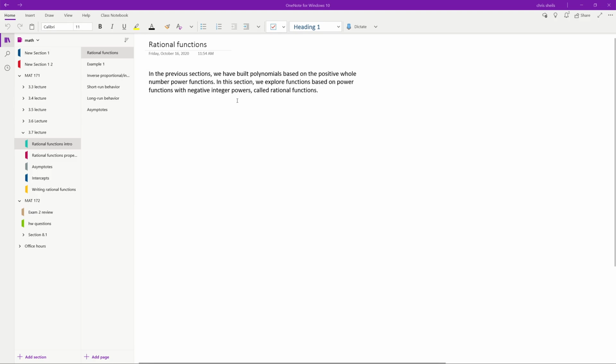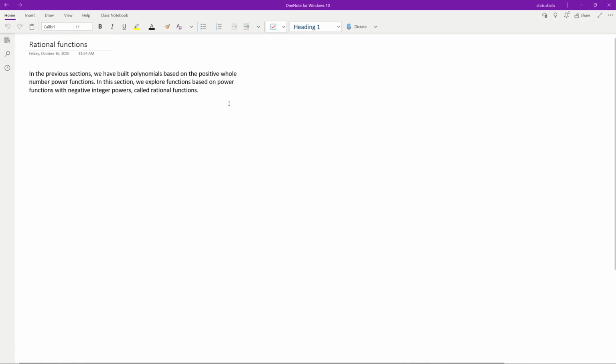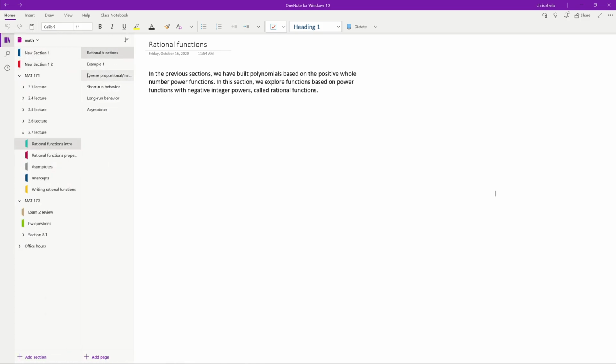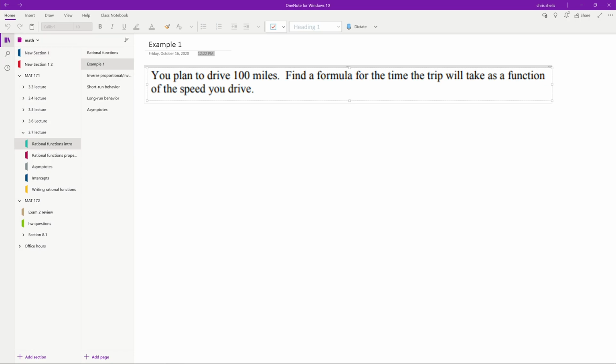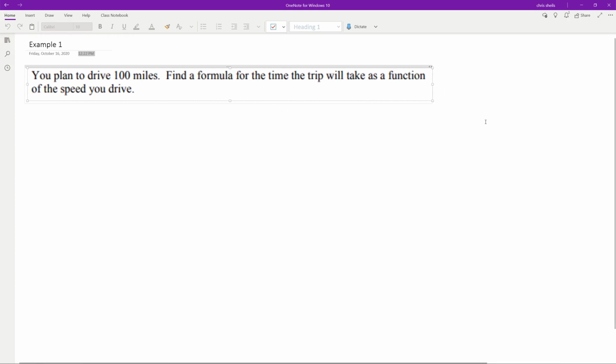So the idea here is that in the previous sections, we've built polynomials based on the positive whole number power functions. In this section, we're going to explore functions that are based on power functions with negative integer powers. These are called rational functions. And also, we're going to explore things that are the ratio of two polynomials. And those are what we will call rational functions.